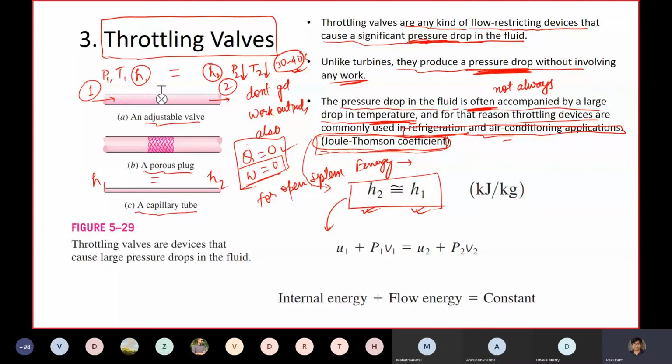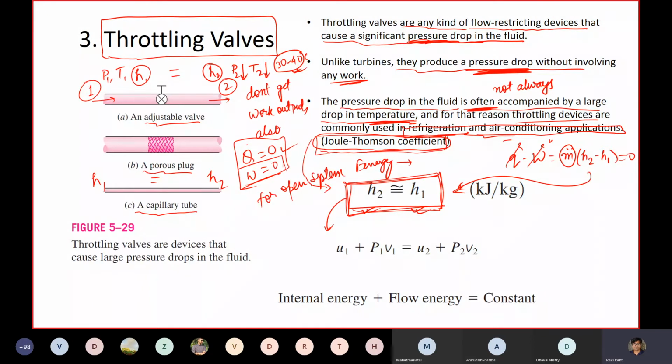So this is straightforward, right? What we have done, if we talk in terms of small q's, q minus w is equal to m(h2 minus h1), and all these things are 0. So this turns out to be h1 is equal to h2. Since you have a single stream here, the mass flow rate is the same, so h2 is equal to h1.